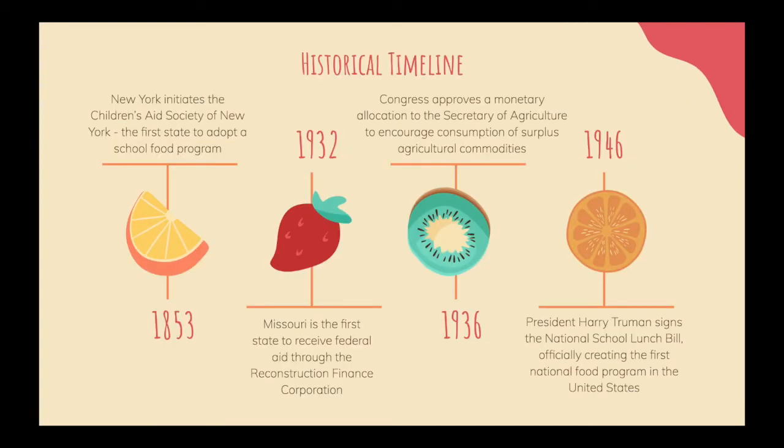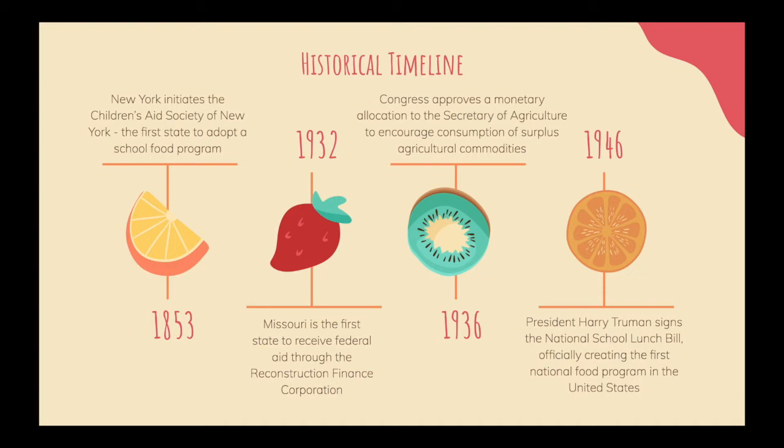So here we have a historical timeline of the major bills and initiatives that were passed between 1853 up until the NSLP was adopted. So in 1853, New York initiates the first school food program called the Children's Society of New York, followed by Philadelphia and Boston, along with other states, which also adopted their own food programs as well.